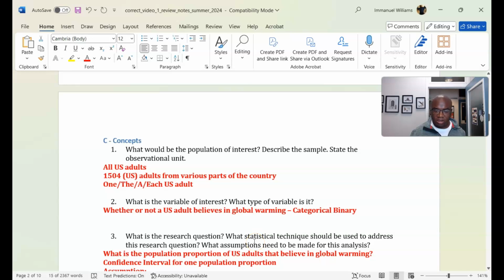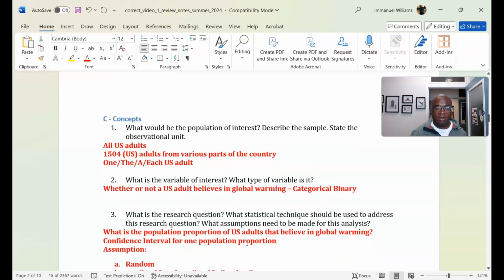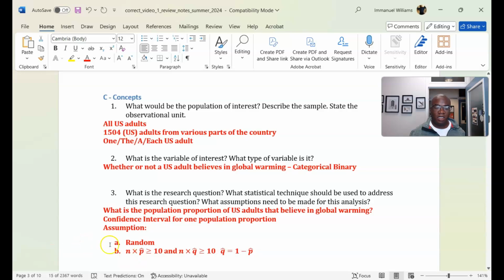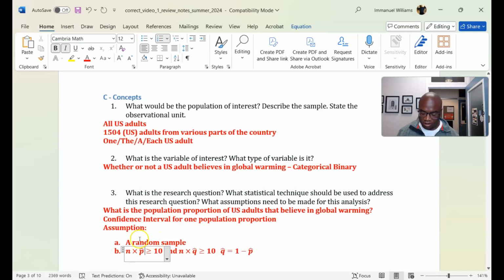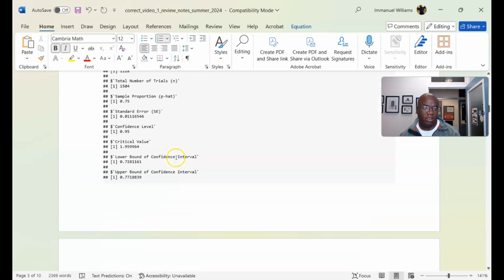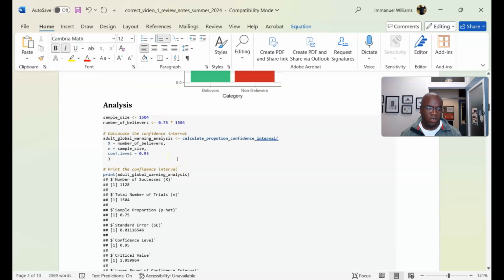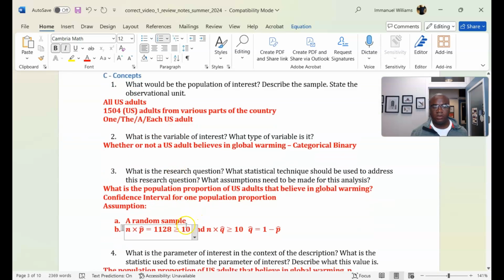Okay. And so what assumptions need to be made, I got ahead of myself. It's a random sample. I'll write that in, a random sample, and it's always going to be an assumption. And then n times p hat is greater than or equal to 10, and n times q hat is greater than or equal to 10, where q hat is equal to 1 minus p hat. And so in this situation, p hat was equal to 0.75. So this is going to be 1128, I believe. And then whatever 1504 minus 1128 is, that's going to be your n times q hat.